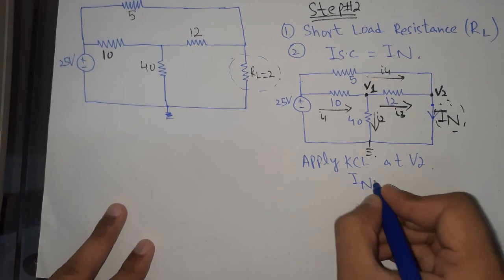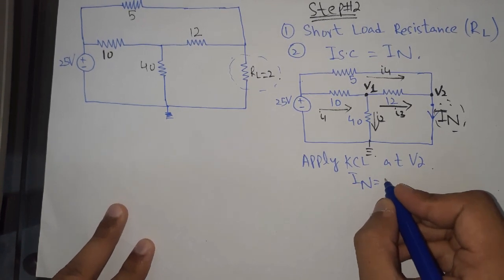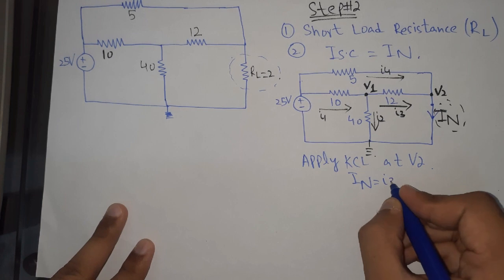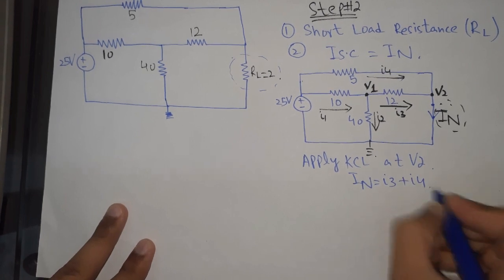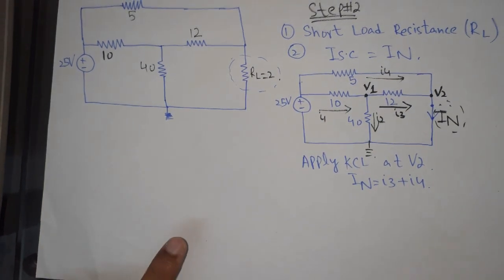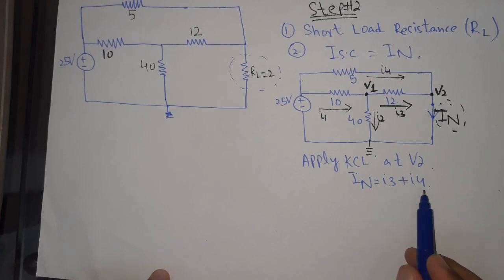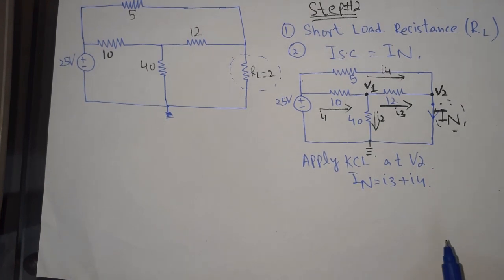So IN is equal to I3 plus I4. Students, here we don't know the values of I3 and I4, so we need to find I3 and I4 using Kirchhoff's current law.